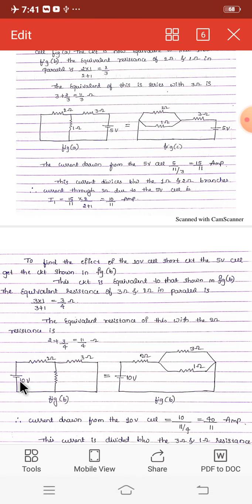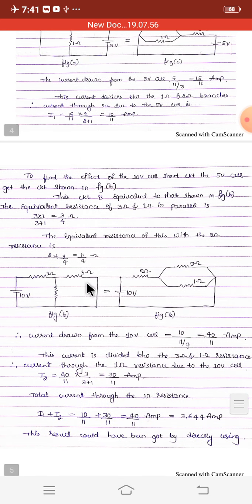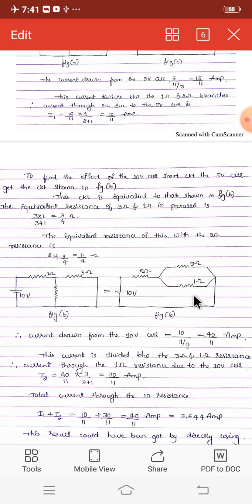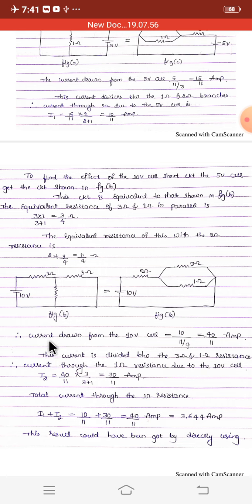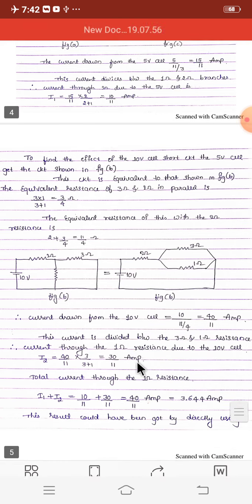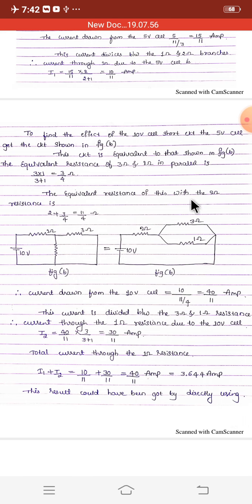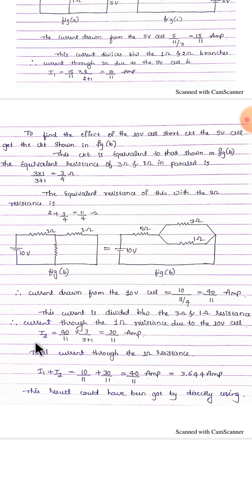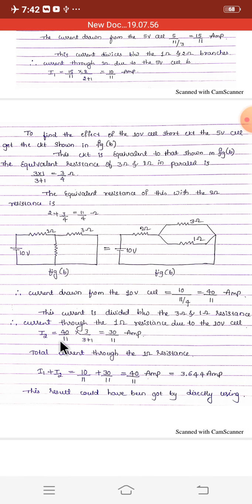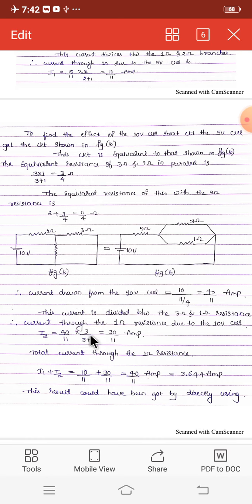Now consider the 10 volt battery is there. This is the 2 ohm resistor, and this 3 and this 1 ohm are parallel. So draw this as figure B. Therefore the current drawn from the 10 volt cell is 10 divided by 11 by 4, that is 40 by 11 ampere. This current is divided between the 3 ohm and these two resistors. Therefore the current through the 1 ohm resistance due to the 10 volt cell is 40 by 11 into 3 divided by 3 plus 1, that is 30 by 11 ampere.